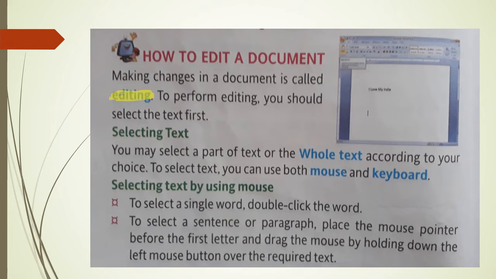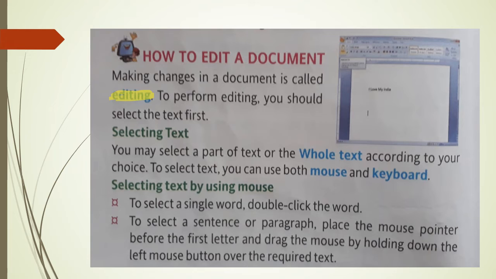Obviously, first of all, we have to tell our computer what we are going to do, and the computer knows only the commands which we are giving. So if you want to make any change in our text, first we have to select the text. You may select a part of the text or the whole text according to your choice.